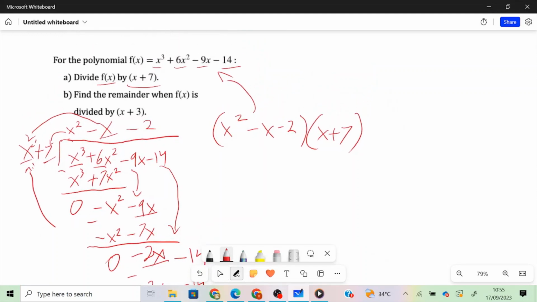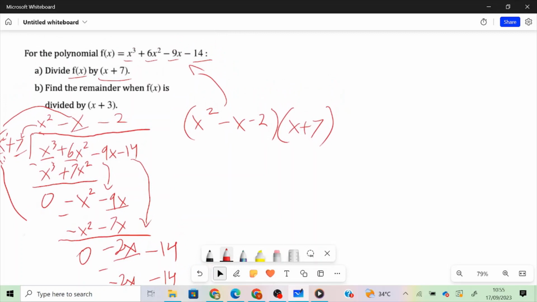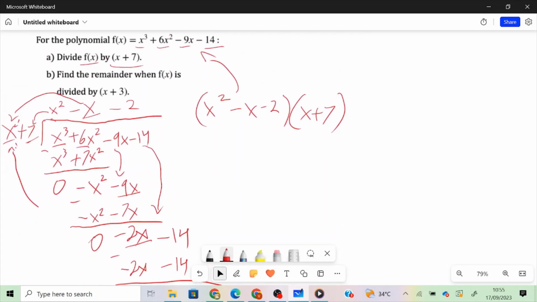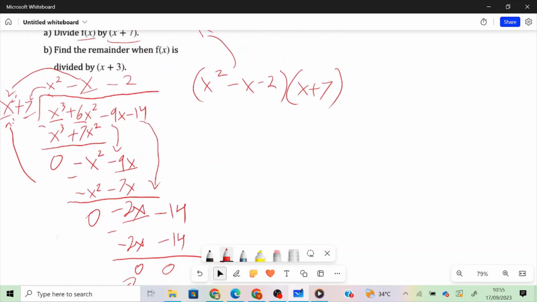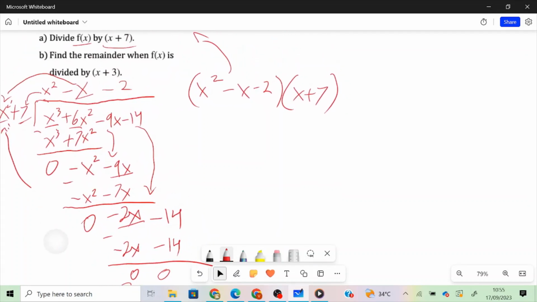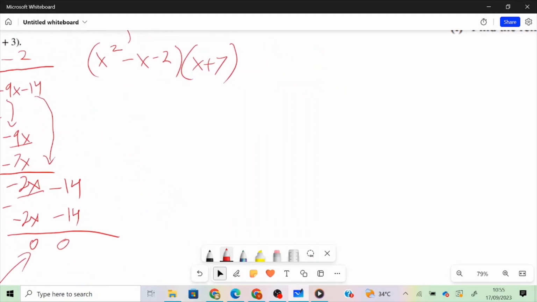Right? Now for the b part, it says find the remainder when f of x is divided by x plus 3. Now again, as I said, the factor theorem and the remainder theorem will be very handy while doing this, but we can try doing it the long way first. That's by division of polynomials. So finding the remainder when f of x is divided by x plus 3. So let's just do that right here. The same polynomial is what we're working with. That's x cubed.